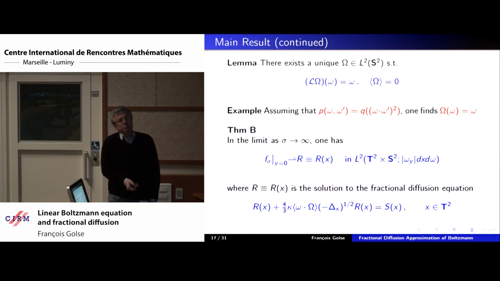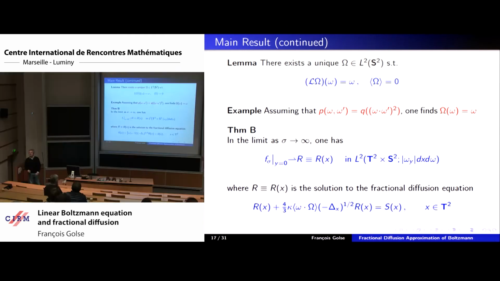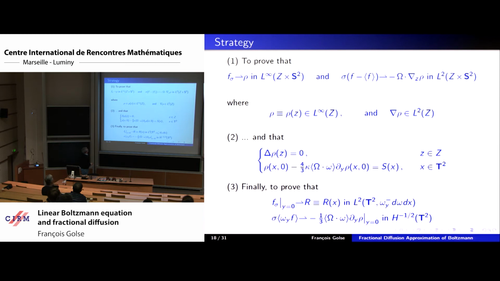Good, so you have a fractional diffusion equation here that is obtained by this diffusion limit, looking at the boundary. So the fractional diffusion is established on the boundary only, and on the half space you have a standard diffusion equation. Good, so what's the strategy?